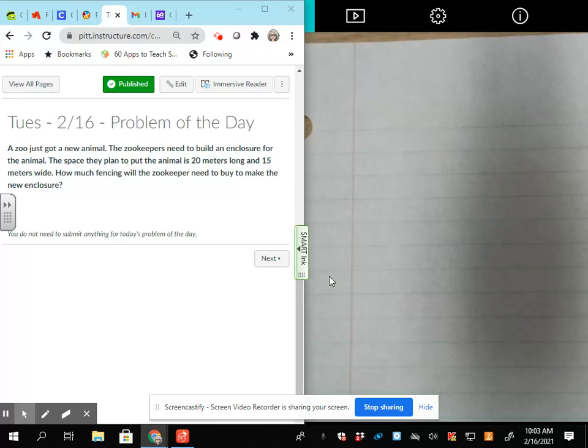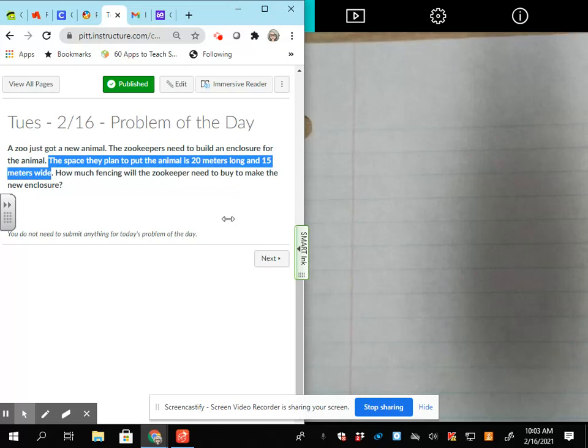When we reread our story problem for today, when it was talking about that there was a new animal and the zookeepers needed to build an enclosure for the animal, that was just information. That was just part of the story. But it wasn't really telling us what we needed to write down, was it? All right. But then the next sentence did give us some important information.